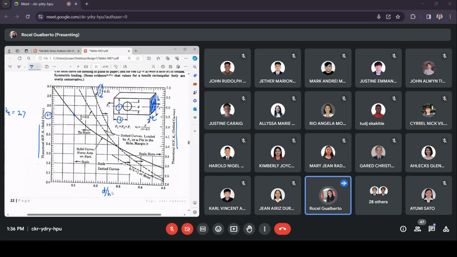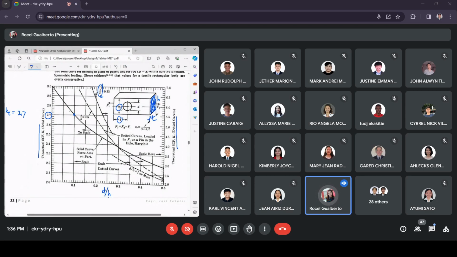So you need this ratio first. Now, you look at the ratio. You look at the x-axis that contains the ratio. And the ratio involves the dimensions of your machine member. Say for example, this one, d over h.